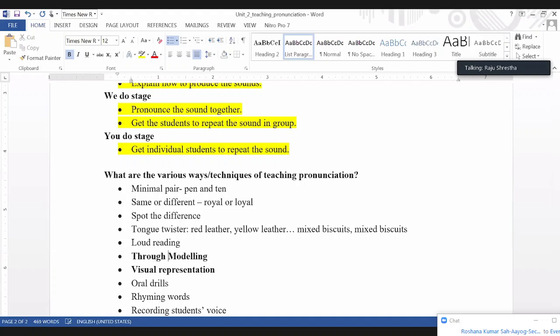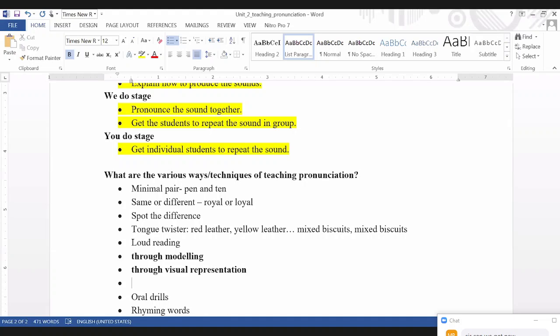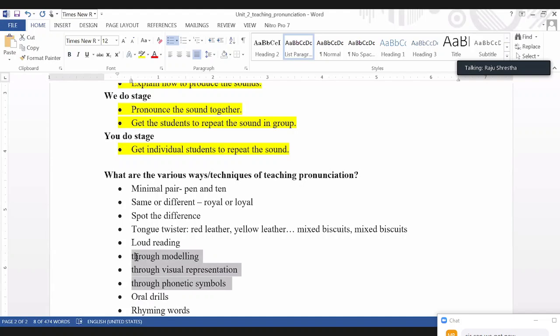Through modeling, then through visual representation, then through phonetic symbols. Especially, these three techniques we can use to teach the stress pattern of words in this way.